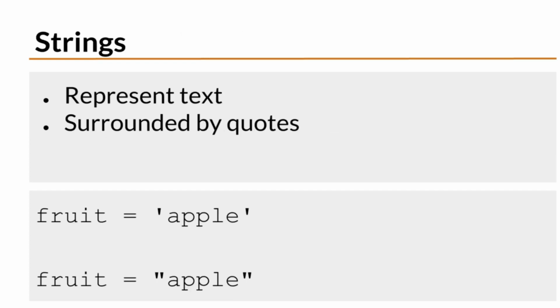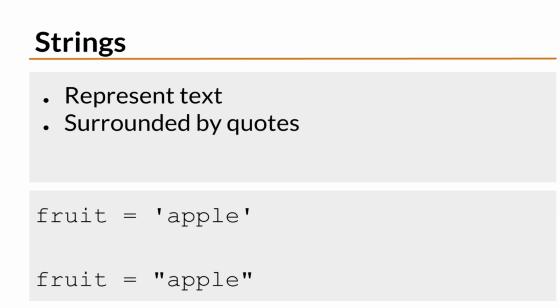A string is used to represent text. In the previous examples, the text apple, orange, and ABC are strings. In Python, strings are surrounded by quotes. Let's revisit our first example of creating a variable named fruit and assigning it to the string apple. Strings can be encapsulated in single quotes or in double quotes. Python expects matching quotation marks for strings.